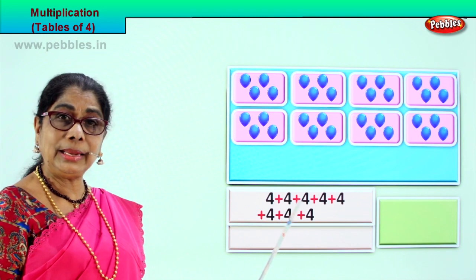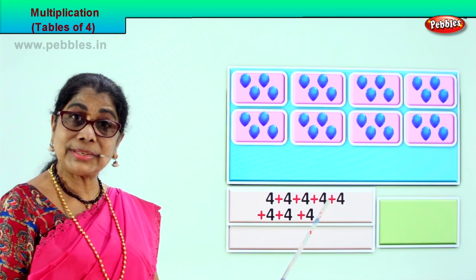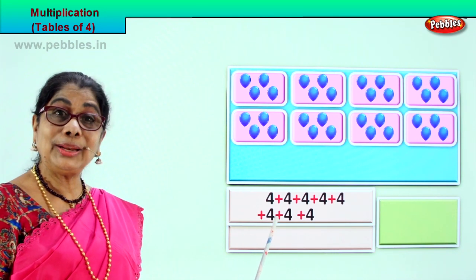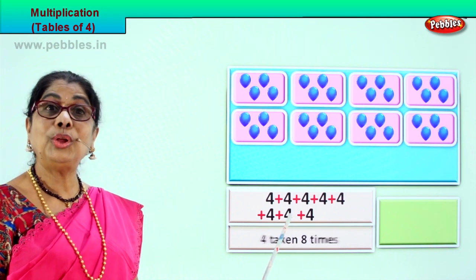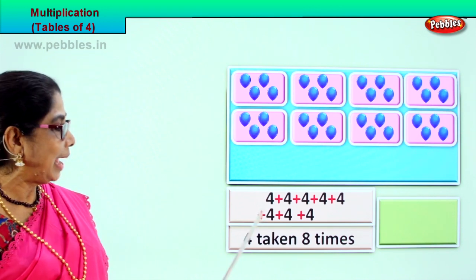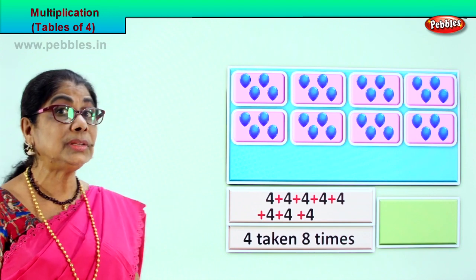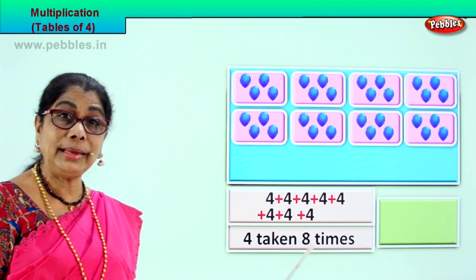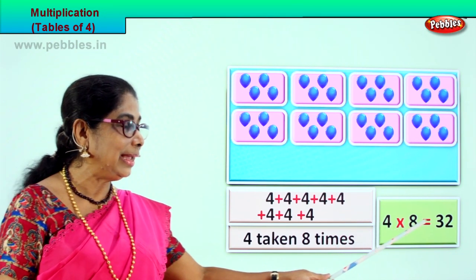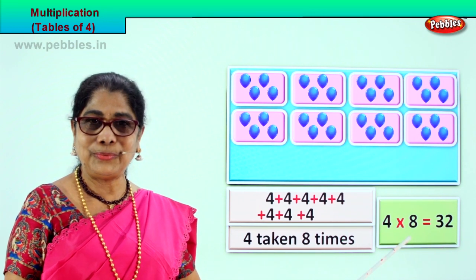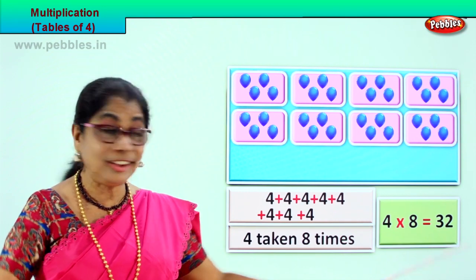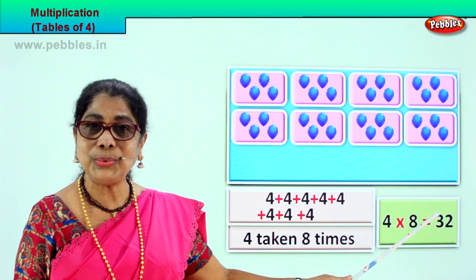4 plus 4, 8. 8 plus 4, 12. 12 plus 4, 16. 16 plus 4, 20. 20 plus 4, 24. 24 plus 4, 28. 28 plus 4, 32. We have here 4 taken how many times? 8 times. 4 into 8 is 32. Very good. 4, 8 times is 32. How do we read this? 4 eights are 32.